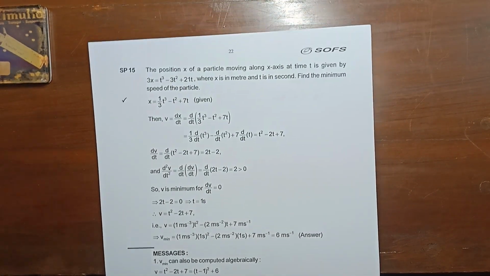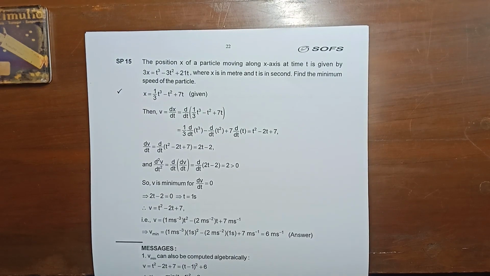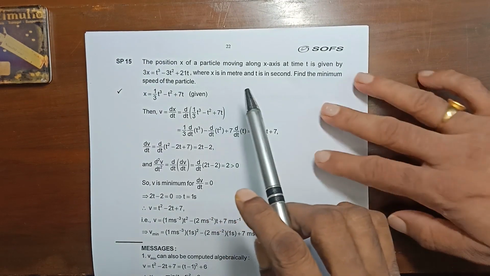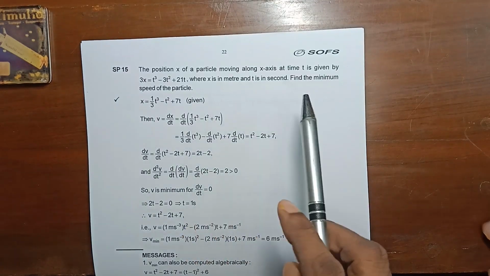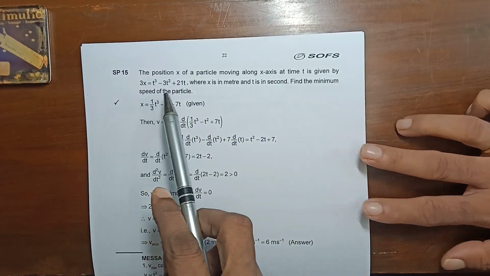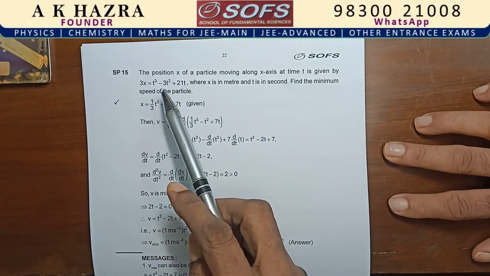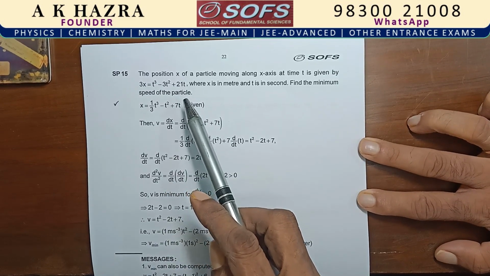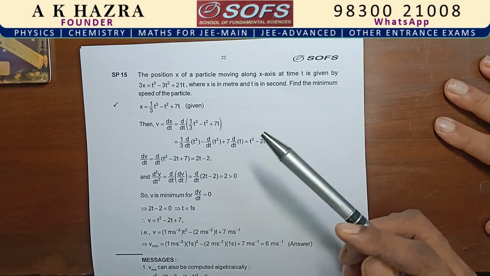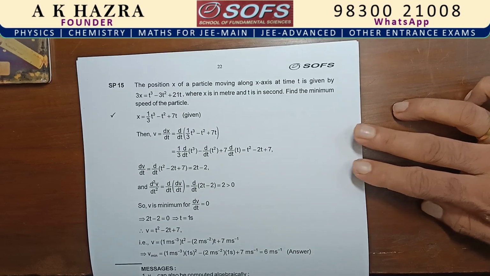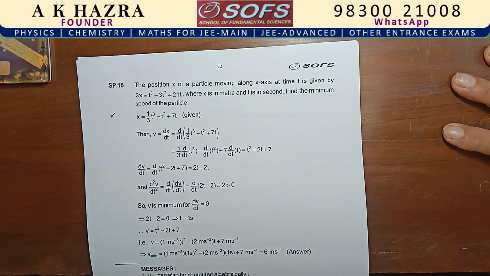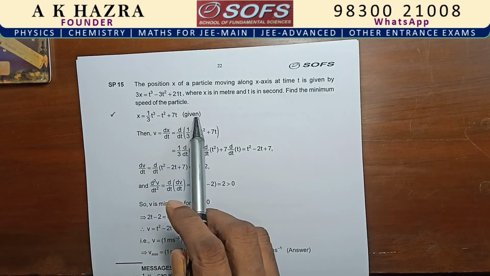Now see sample problem 15. The position x of a particle moving along the x-axis as a function of time is 3x equals t cube minus 3t square plus 21t, where x is in meter, t is in second. Now we have to find the minimum speed of the particle. So let us see, x equals this, it is given.